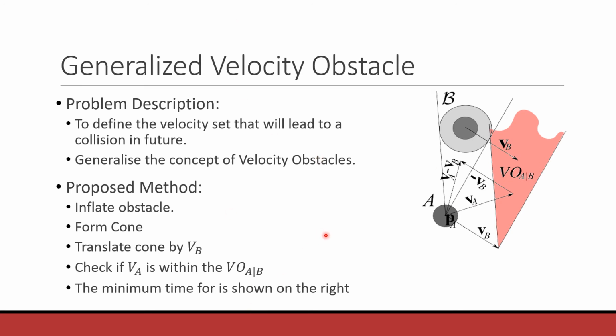But the time at which the minimum distance would occur is given as follows. Using this minimum time, what this says is that at this time, the obstacle B and the robot A would be the closest possible. And now using this, we can find the distance, and it should be less than RA plus RB. And if it is less than RA plus RB, that means the robot is going to collide.